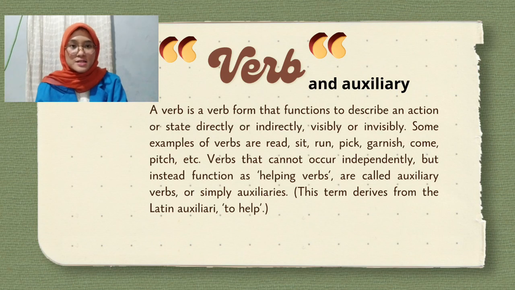Okay, the next slide is verb and auxiliary. A verb is a word form that functions to describe an action or state directly or indirectly, visibly or invisibly. Some examples of verbs are read, sit, run, pick, garnish, come, pitch, etc. Verbs that cannot occur independently but instead function as helping verbs are called auxiliary verbs or simply auxiliaries. This term derives from the Latin auxiliary, to help.